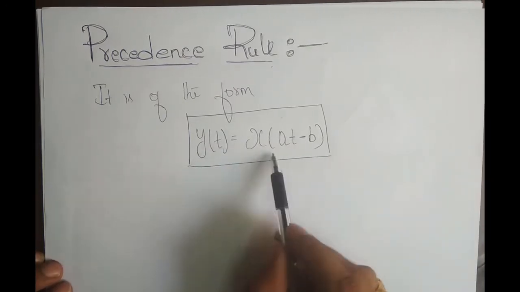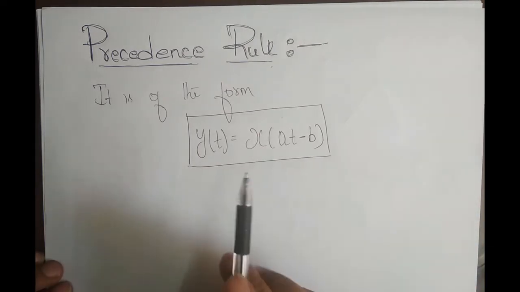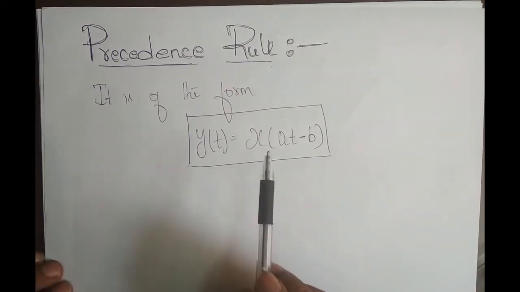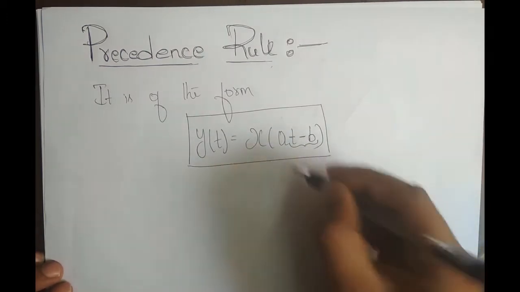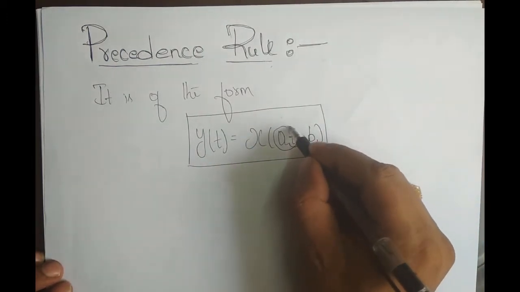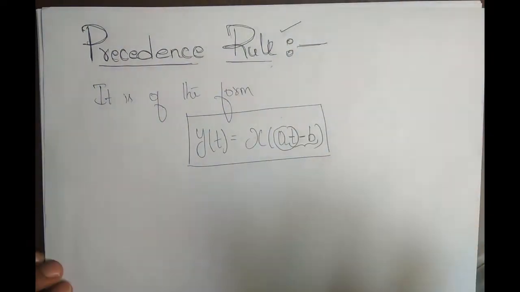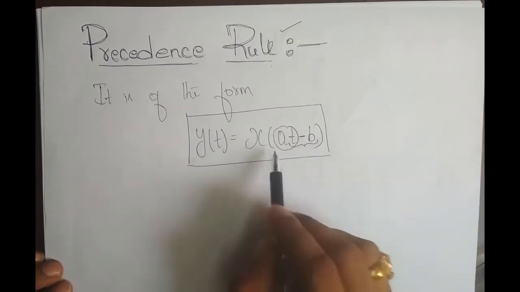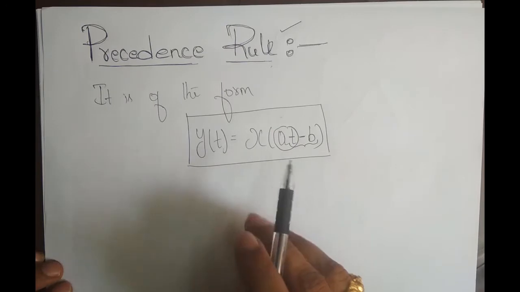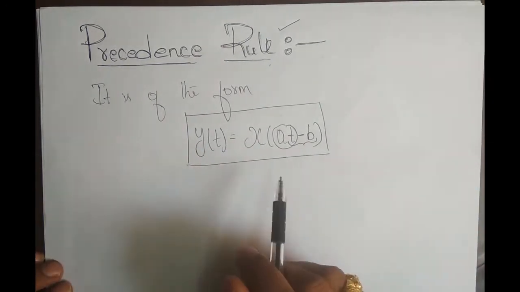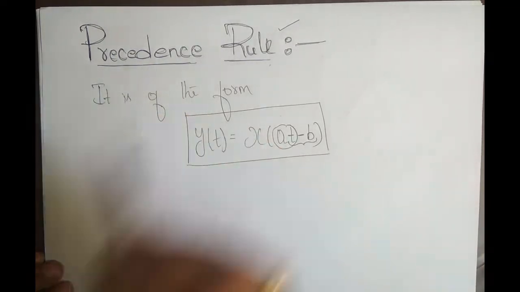So what do you mean by this equation? If a signal x of t involves both time shift operation and time scaling operation, then I have to use a rule called the precedence rule. I cannot just randomly shift it or scale it and then shift it. There is a rule which we need to follow. In the following discussions, we will see what happens if I violate the precedence rule.